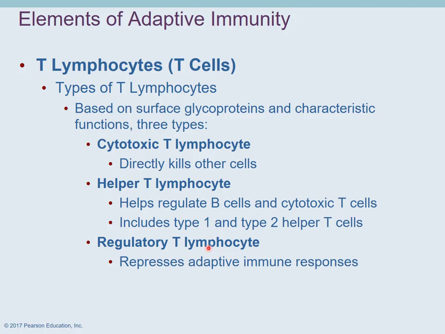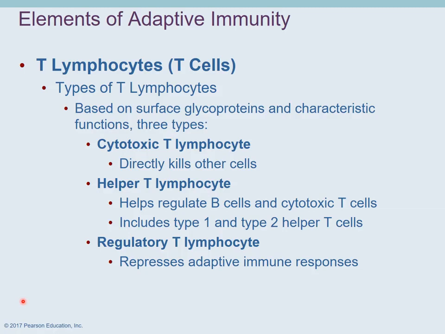There are several different types of T cells. We're going to look at three main types of them, and then later we look at how all of this comes together. You have cytotoxic T cells. As the name implies, their job is to kill other cells. They're the killers. That's what they do.